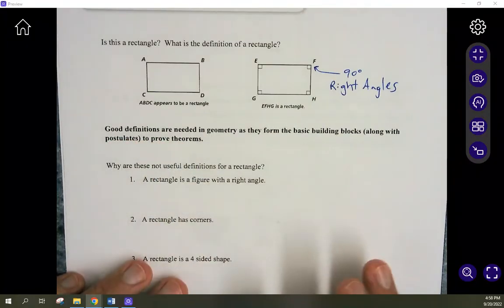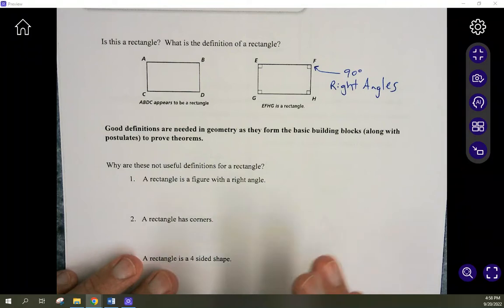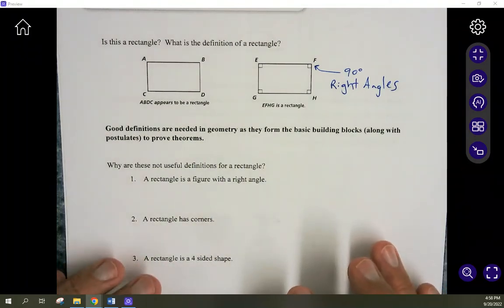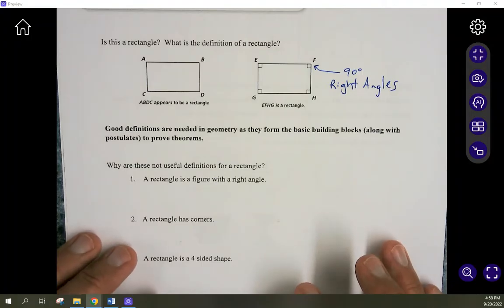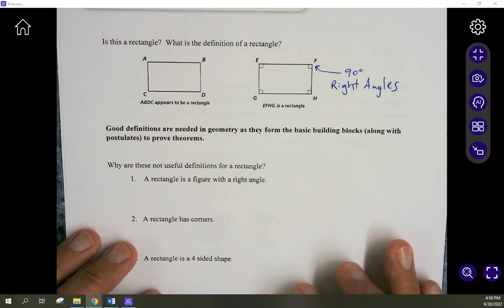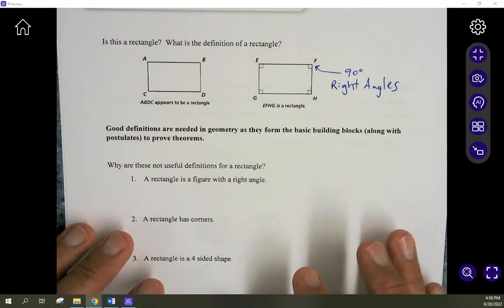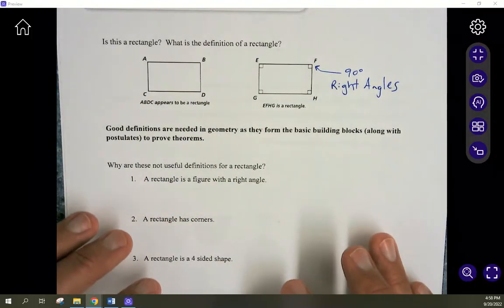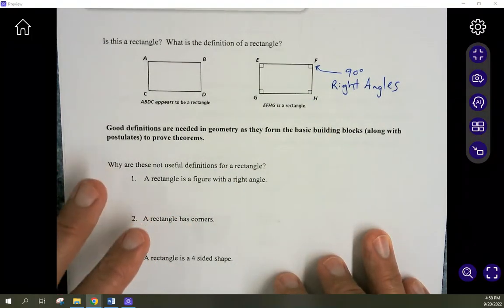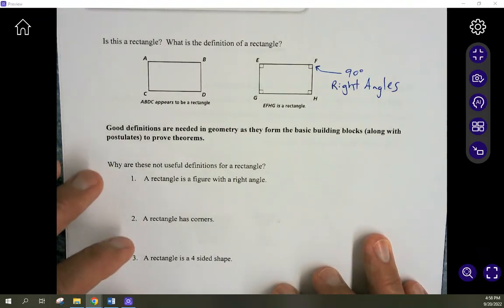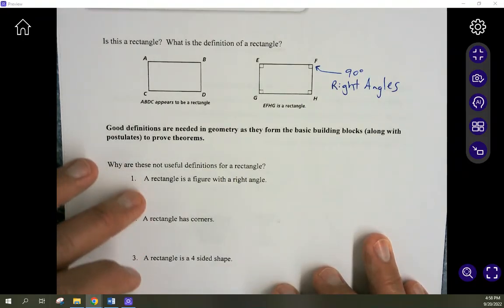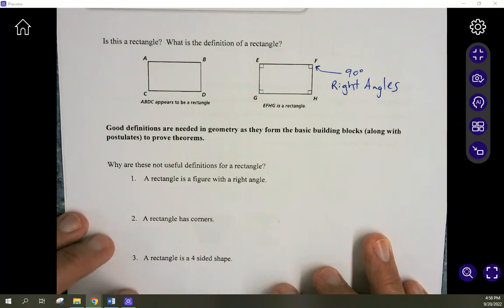But good definitions are needed in geometry because they form the basic building blocks, along with our assumptions or our postulates, to prove theorems. And so we're going to talk a lot about proving these different theorems. In order to do so, we're going to have to fall back on these good definitions and assumptions. All right, so before we actually define what a rectangle is, let's talk about why these attempts at defining a rectangle are not so useful.